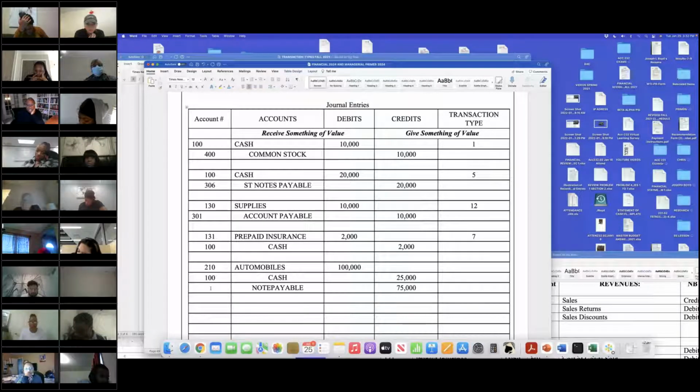First of all, we have a type 7 because we paid $25,000 down for cars. But then we also have a type 12 because we signed a note. So two things happen here. We bought the automobiles, we paid cash as a down payment, type 7, and we owe the note payable $75,000, type 12.